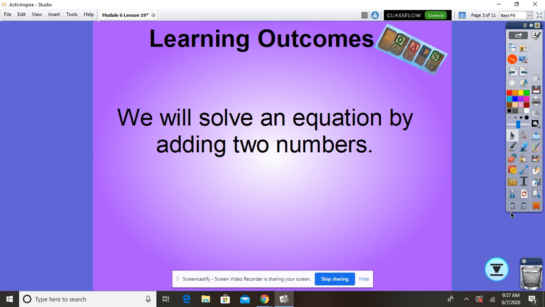This week in math, we're going to be able to solve an equation by adding two numbers. And we're going to be using numbers from 0 to 100. We're going to be using the strategies that we learned all year long, and I'm going to teach you a new one. It's going to get you ready for second grade. The strategies I'm going to focus on are quick tens and ones, number bonds, and one new one, which is called the standard algorithm. All right, let's get started.